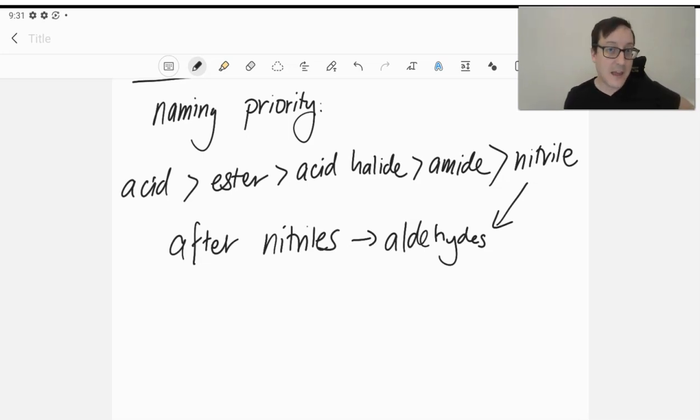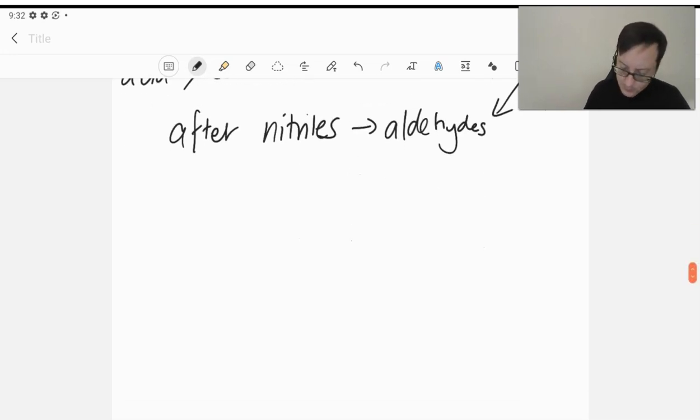And as we know with naming priority, we want to give your highest priority functional group the parent name, the suffix. And so we'll look at these 5 functional groups, and we'll look at the prefix and suffix names, and then we'll do some examples. So, carboxylic acid.